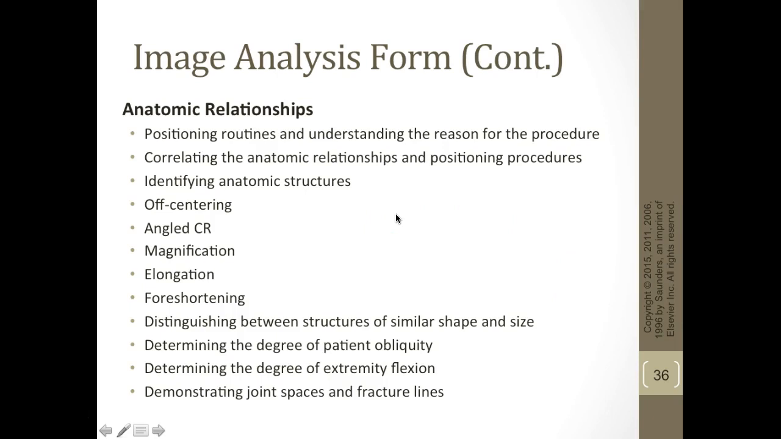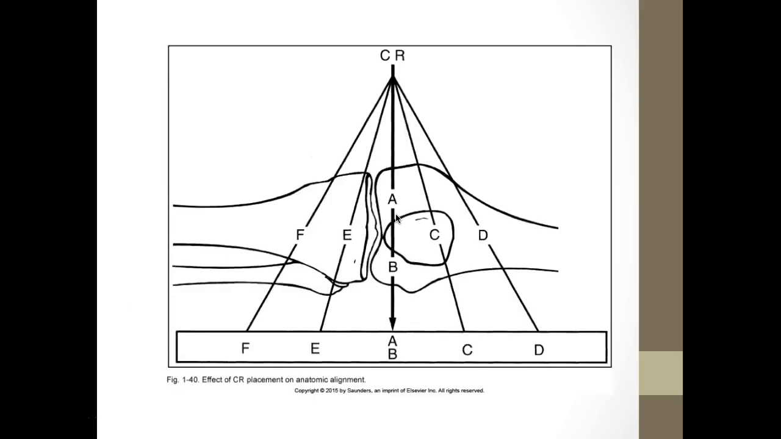So anatomical relationships, positioning routines and understanding the reasons for the procedures, correlating the anatomical relationships and positioning procedures, identify anatomical structures. We're looking at off-centering, angling of the CR, magnification, elongation, foreshortening, distinguishing between structures of similar shape and size, and determining the degree of patient obliquity. That's where it gets a little tricky. And determining the degree of extremity flexion and extension, and determining joint spaces and fracture lines. So that's what we're going to jump into now.